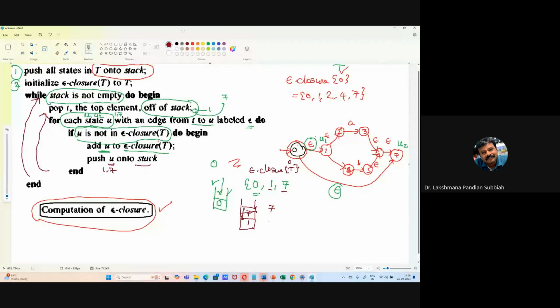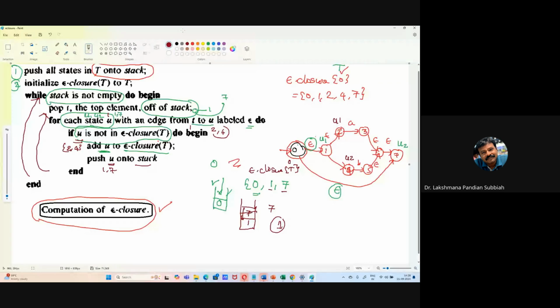For that 1 we now have epsilon edges. From 1, U1 is 2 and U2 is 4. So from state 1 we have 2 and 4. The 2 and 4 are pushed into the stack and also included in the epsilon closure. So U is now 2 and 4 from 1, where T is 1.